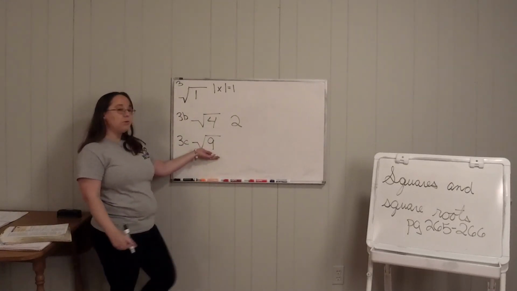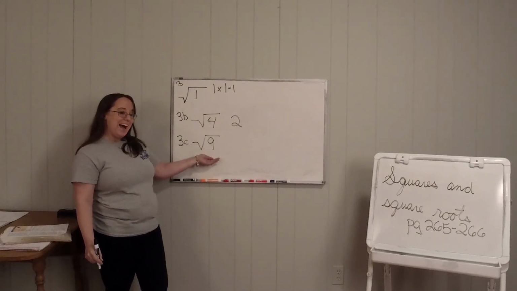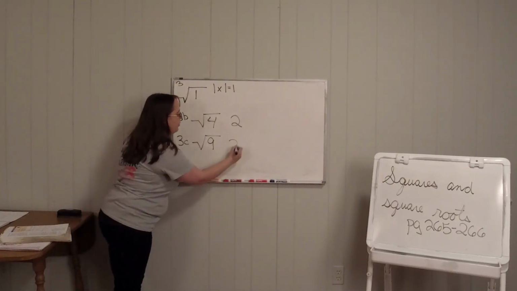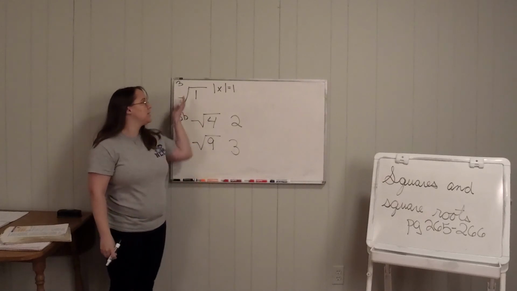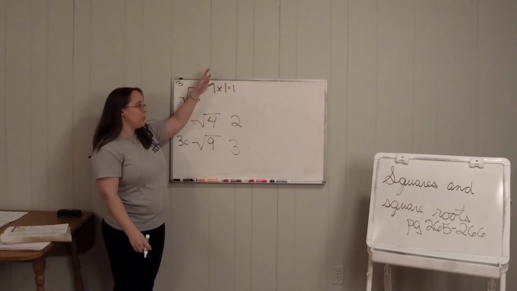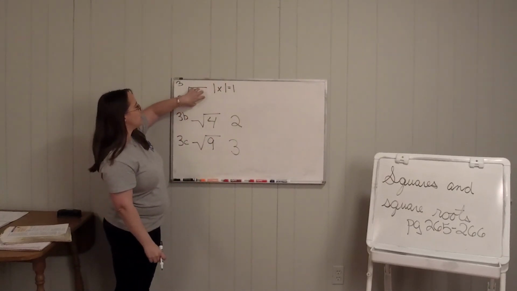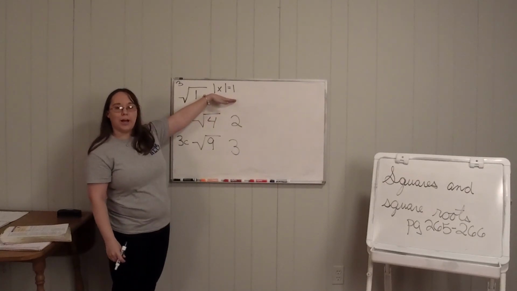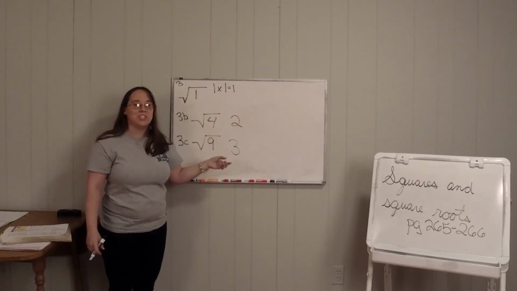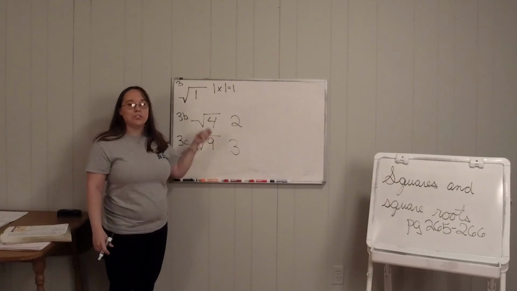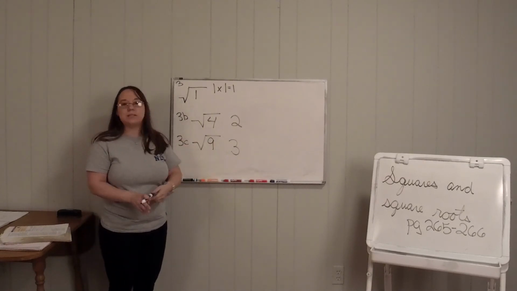Okay, what double multiplication fact is going to give you 9? 3. You're basically taking your answers from 2 and putting the answer here, and then what are you multiplying by? What double multiplication fact is going to give you the answer inside the square root? That's all it is, guys.